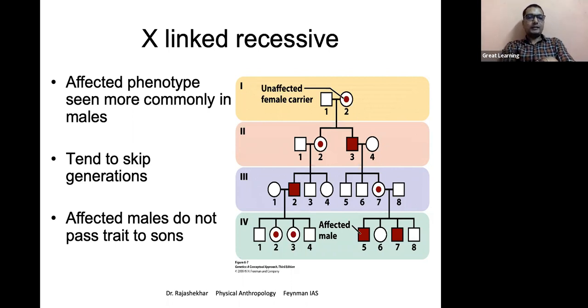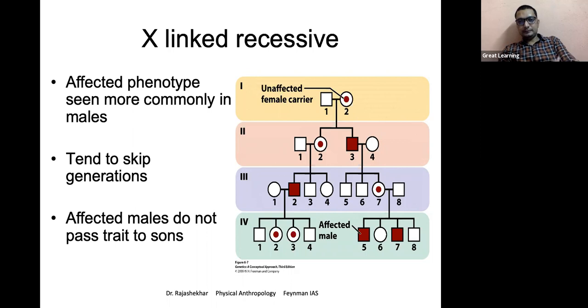And why only males affected? If you really understood the concepts of Mendelian genetics, you should be able to explain this. Why only males affected? Very simple logic you need here. It is more commonly seen in males. The affected phenotype is seen commonly in males. It doesn't mean that females are not affected, but it's more common to see males being affected by X chromosomal or X-linked recessive disorders.